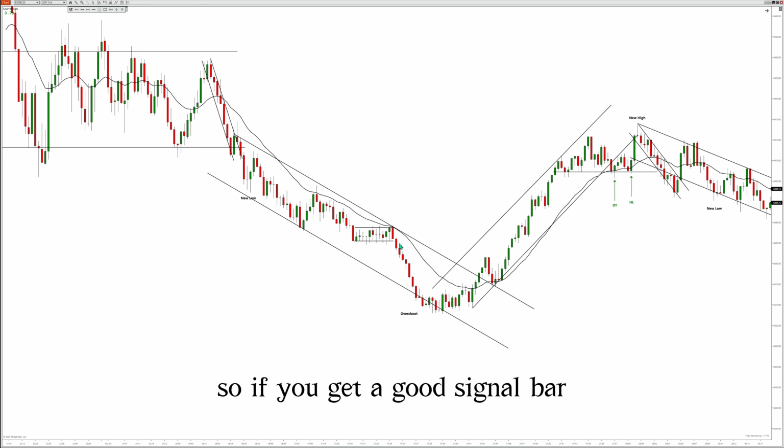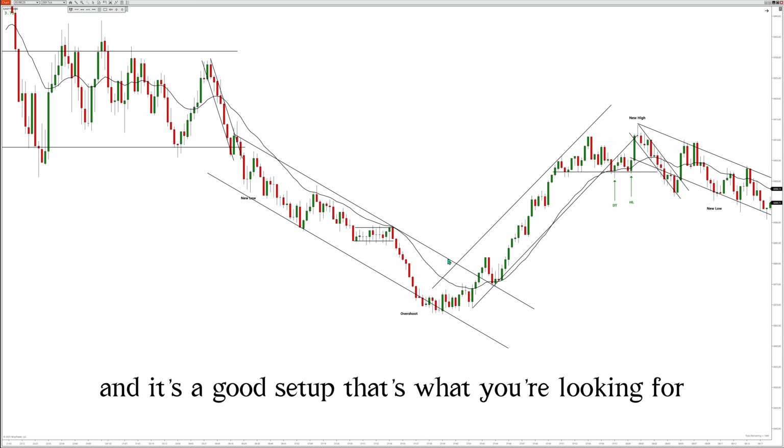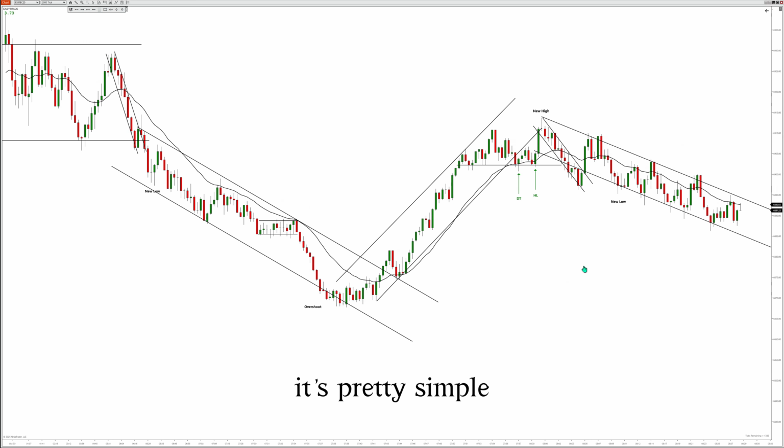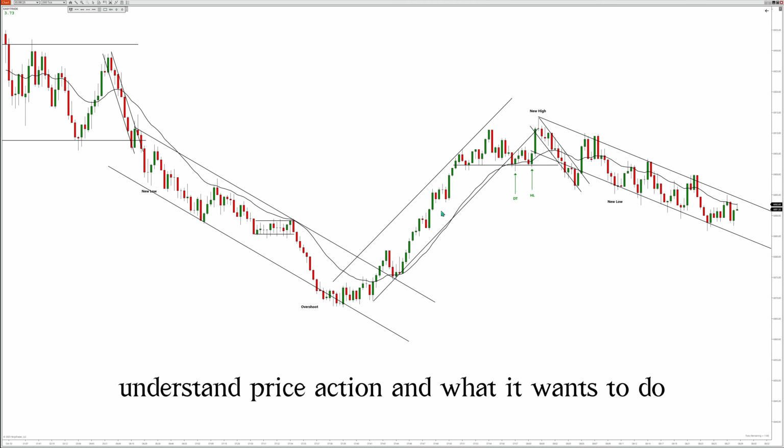So if you get a good signal bar, you understand the bias, it's off a key entry point, and it's a good setup, that's what you're looking for. It's pretty simple. You just got to take time to understand how to count the entries, understand price action and what it wants to do.